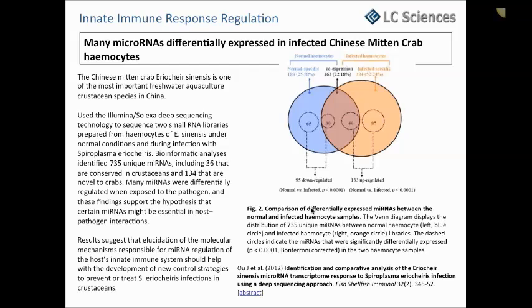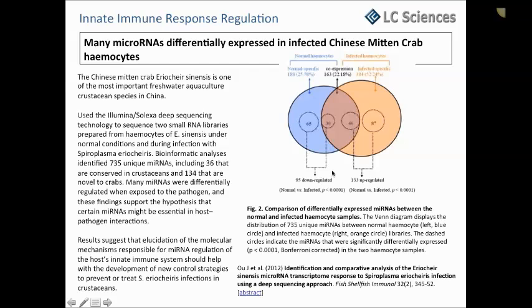Moving on to another economically important species in Asia, the Chinese mitten crabs. They are the most important freshwater aquaculture crustaceans in China. Again, it was looking at the microRNA response of a control group versus the infected group. This Venn diagram here nicely shows the microRNAs that are expressed in the normal sample group versus the infected sample group.